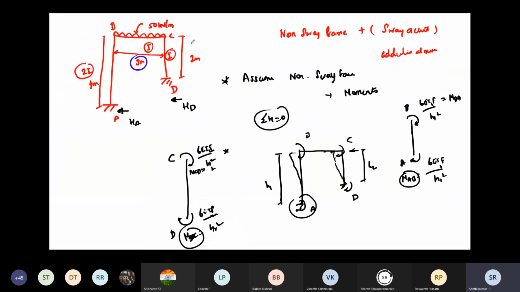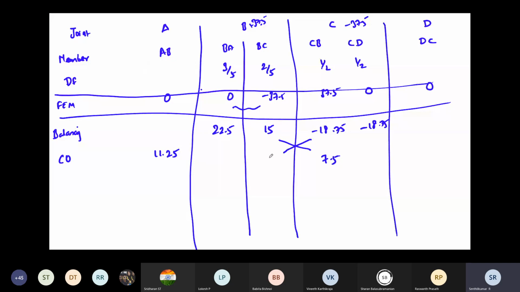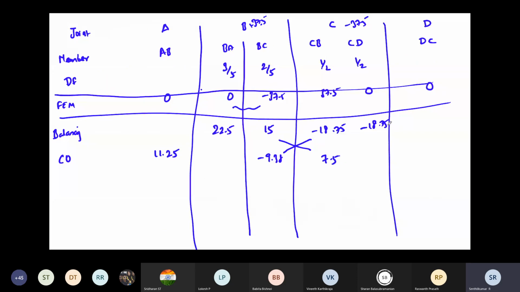Then again, at CB, you are applying moment, it will transfer to BC. How much? 18.75 divided by 2. How much is it? Minus 9.38. Then what is the other thing? CD. At CD, you are applying some moment, right? How much? Minus 18.75. So how much will be carried over? Minus 9.